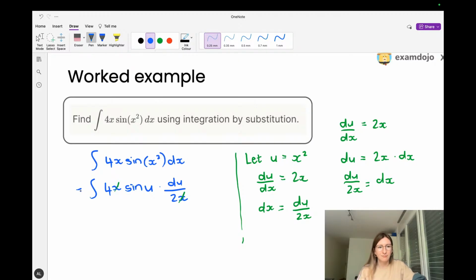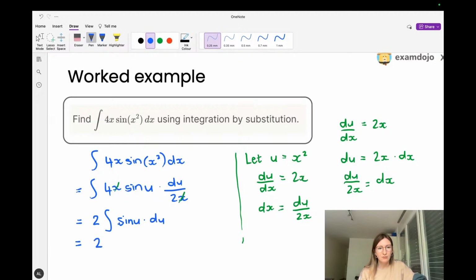Let's simplify that a bit. So I have 4 divided by 2, which is 2. So I'm going to remove that 2 outside. I'm allowed to do that if it's a constant term. And inside, I'm left with sine u du. So what that did for me is I've now turned this into a very basic function that I can integrate.